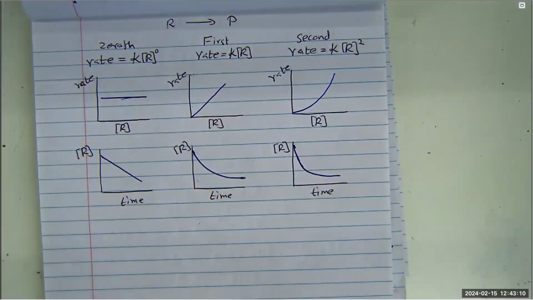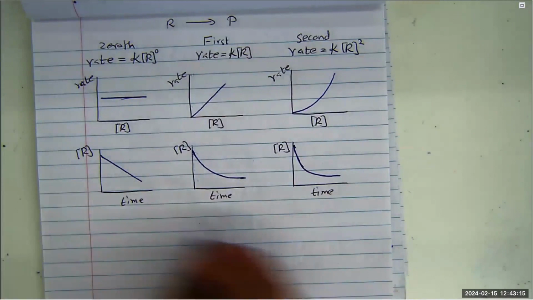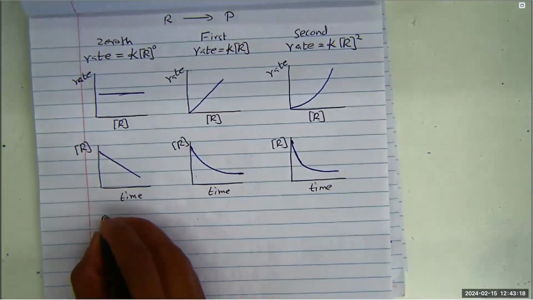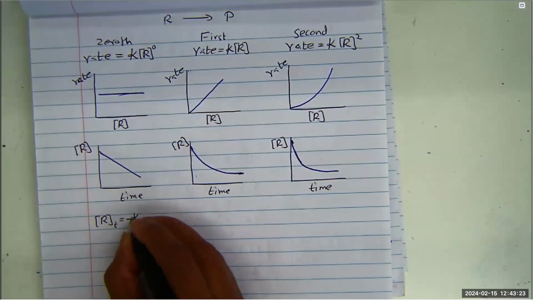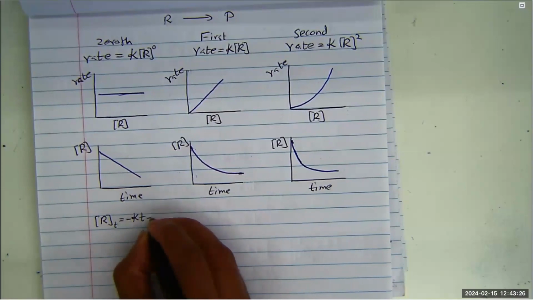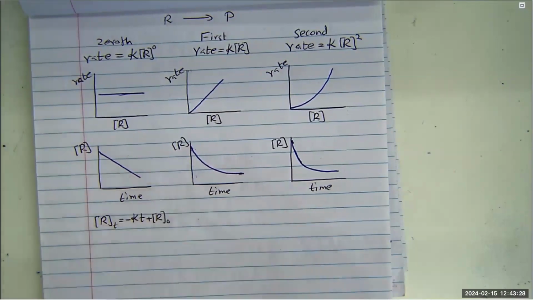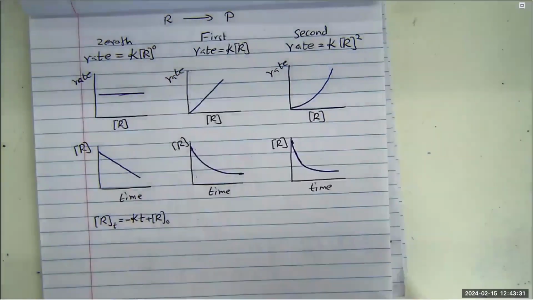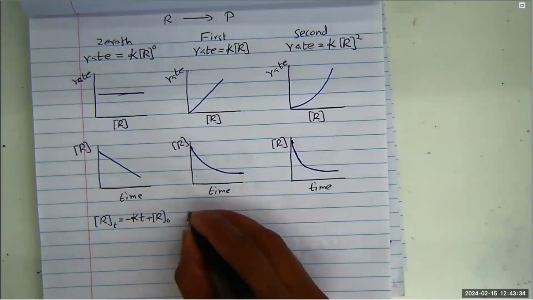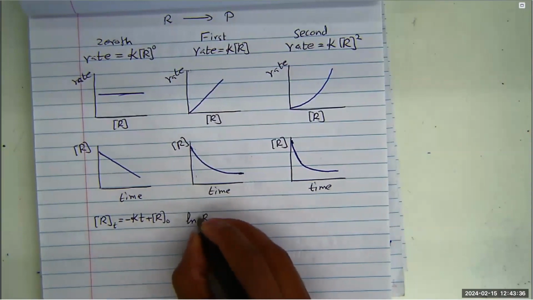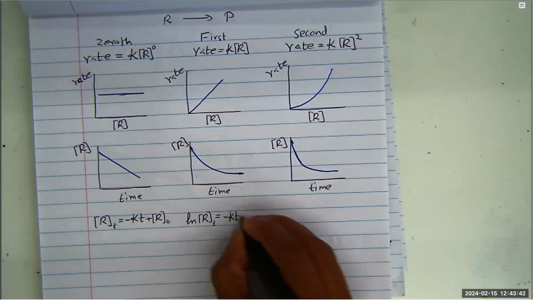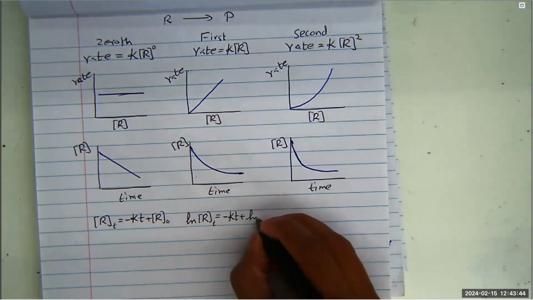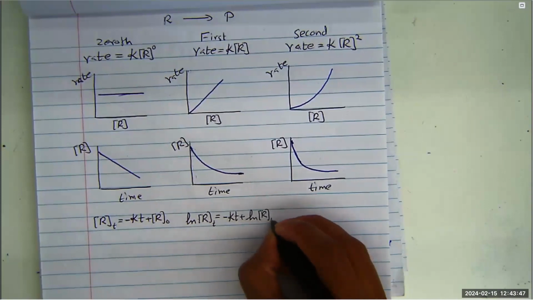And then for the 0th order, for the 0th order, we saw that the reactant concentration at time t was equal to negative k t plus initial reactant concentration. So for the first order reaction, when we integrated it, we have natural log of reactant concentration, and that was equal to negative k t plus natural log of initial concentration of R naught.